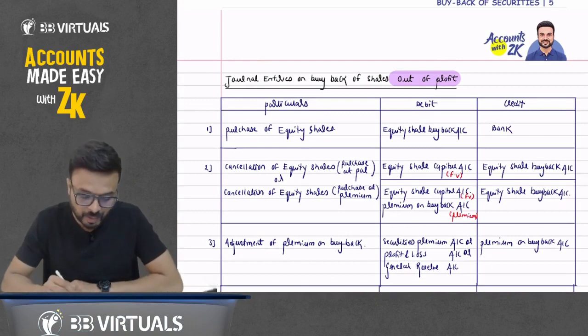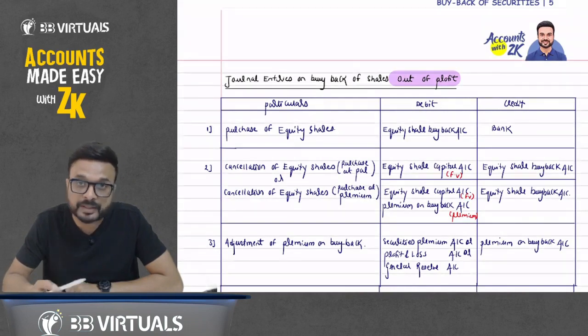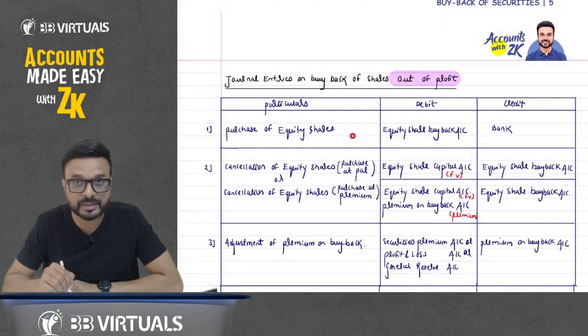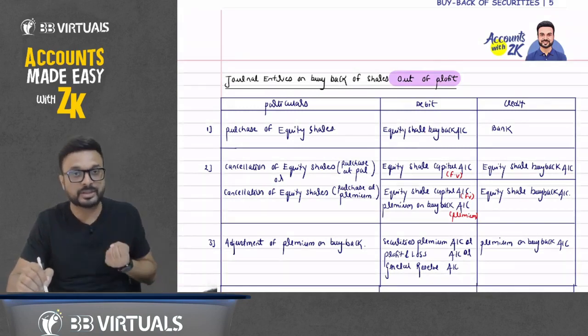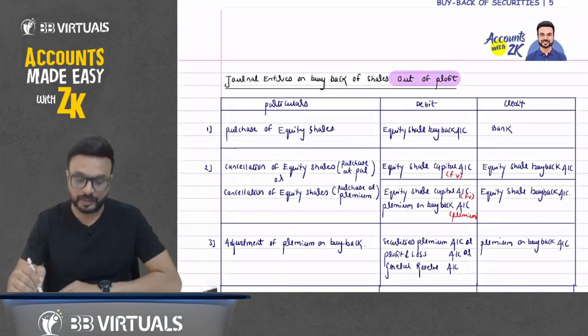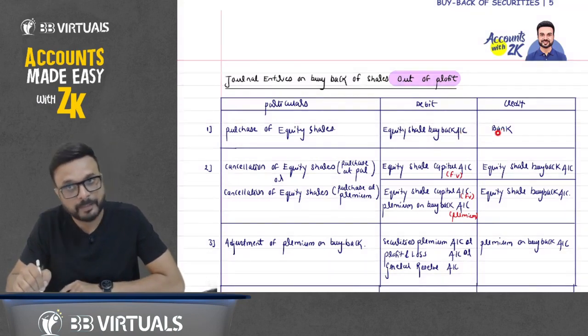Now we have discussed the journal entries also, the journal entries on buyback of shares out of profit. So first we have to purchase the shares, the purchase of equity shares. Equity share buyback account debit. We have purchased the shares and we have paid the amount for it. So equity share buyback account debit to bank account.